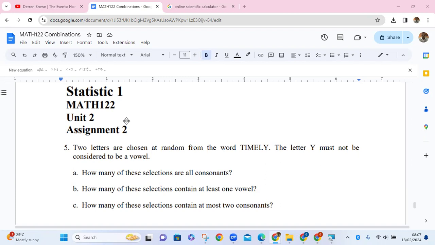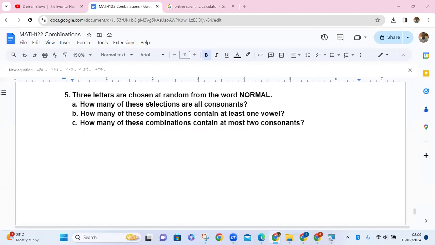So we're going to draft an example like this. Please bear in mind that, as you can see, all the letters in the word timely are distinct. So to draft an example like this, we must choose a word whereby all the letters are distinct. Normal appears to be a word where all the letters are distinct. So let's use the word normal as an example. Here's our example, and we are going to select 3 letters from the word normal.